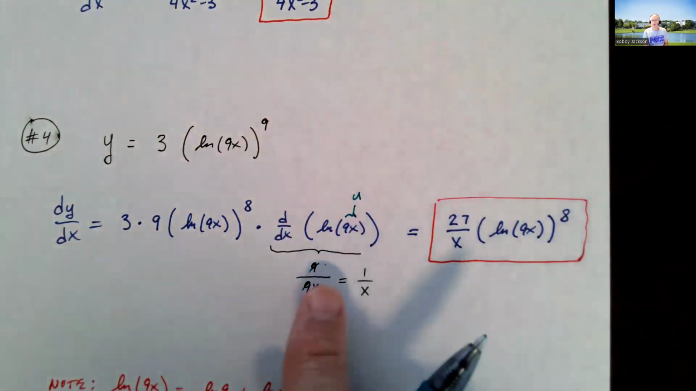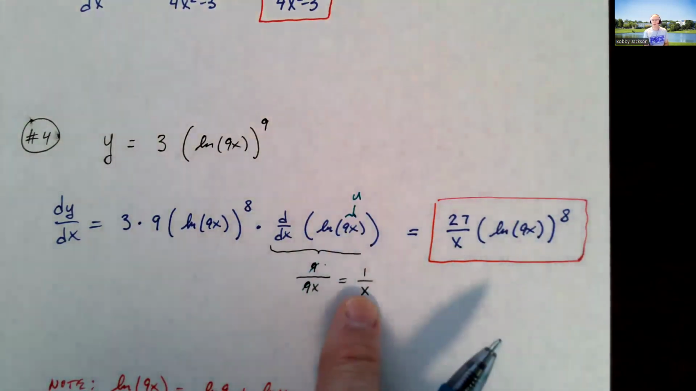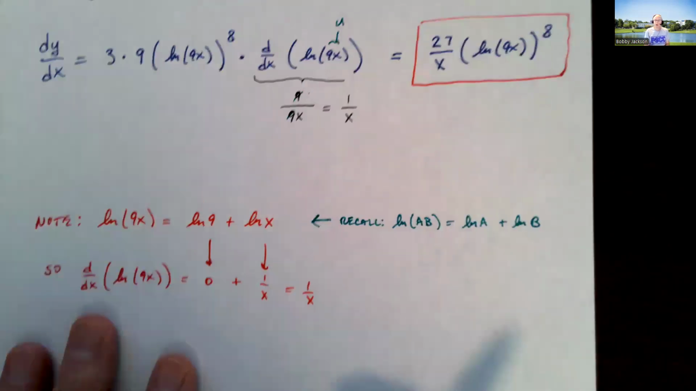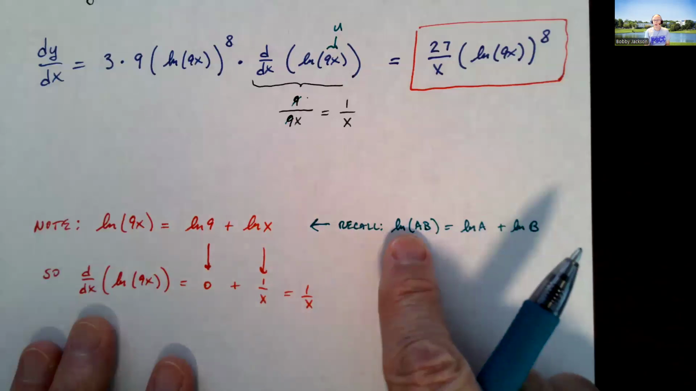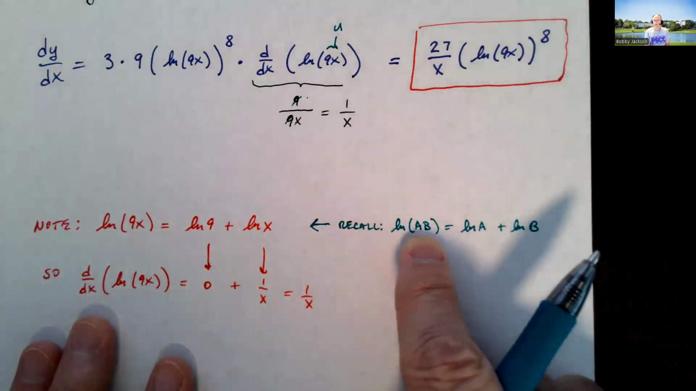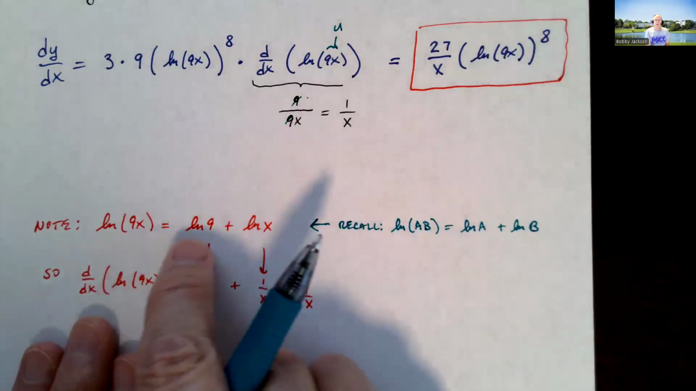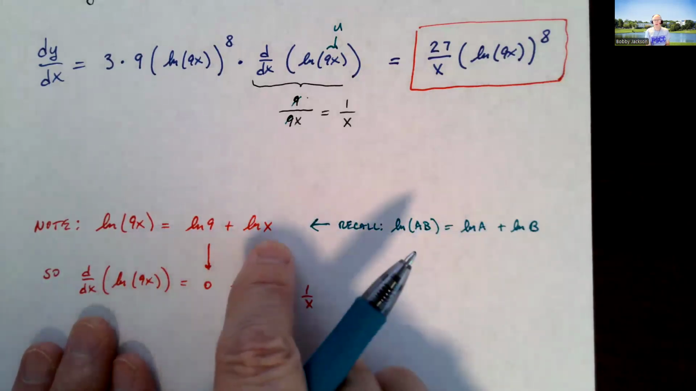So you might be wondering, well, how is the natural log of 9x derivative equal to 1 over x? Well, we kind of showed you that. You might also recall the property of logarithms. If I take the natural log of a product, that's the sum of the logs. And so the natural log of 9x would be the natural log of 9 plus the natural log of x.